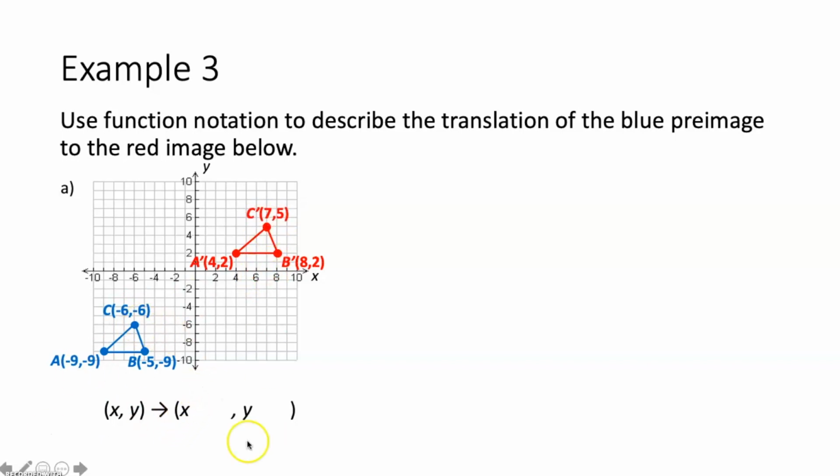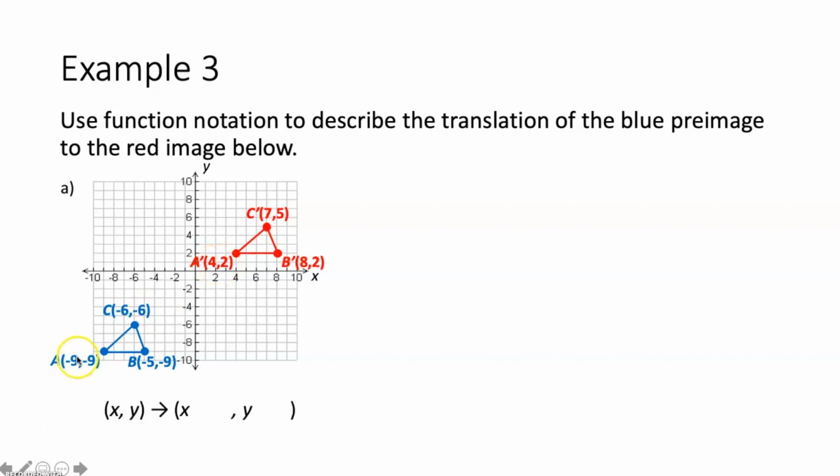Now that I have all the ordered pairs in my pre-image and my image, I can figure out what this translation looks like in terms of function notation. So the only thing I have to do is figure out what I have to add or subtract to each of my x-coordinates in my pre-image to get the x-coordinates in my image. And the same thing with the y-coordinates. What do I have to add or subtract to the y-coordinates in my pre-image to get the y-coordinates in my image? So let's look. Let's start with point A. What do I have to do to get point A from (-9, -9) to A prime at (4, 2)?